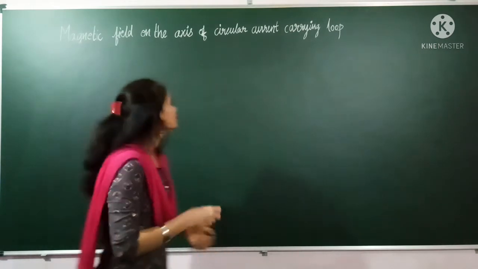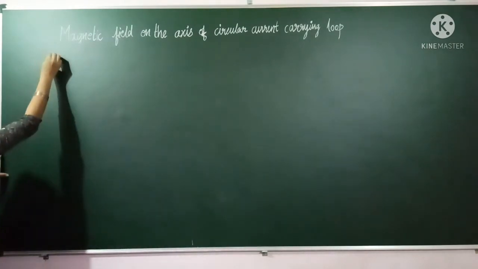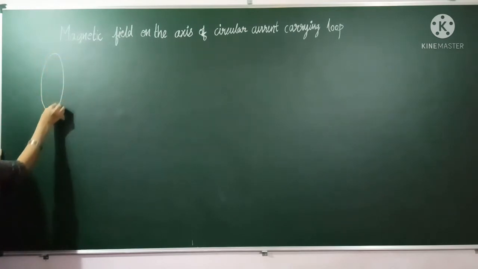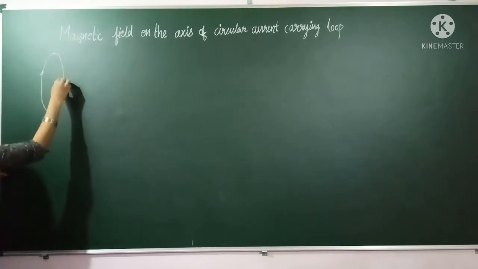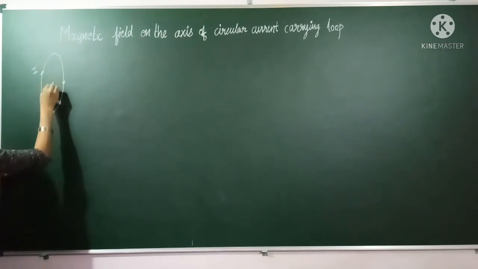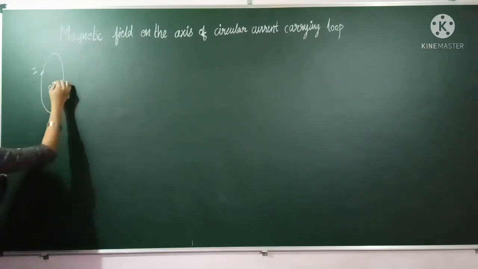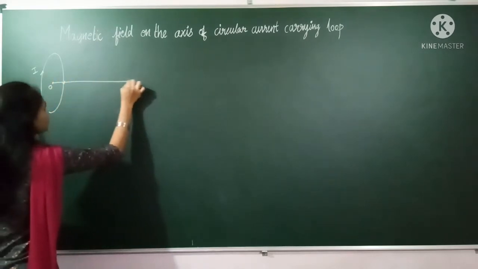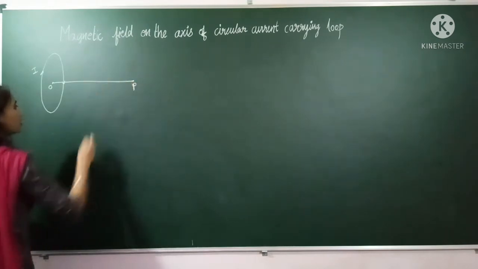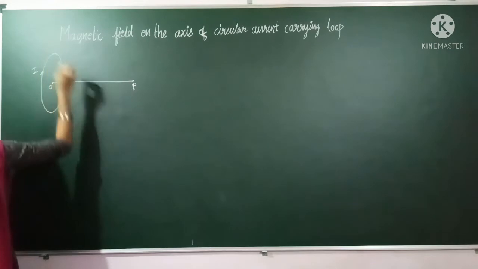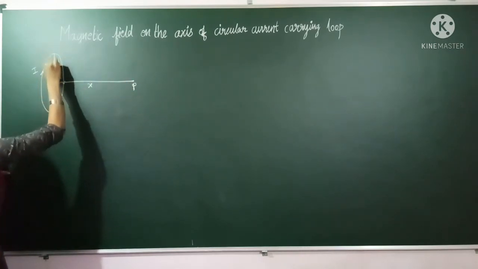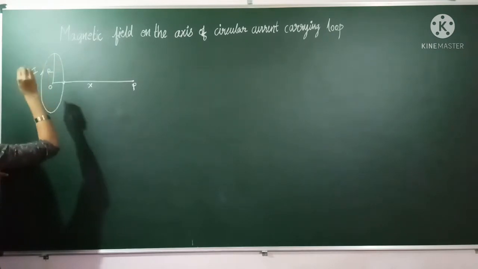So let's start. First we will take one loop. So this is our loop. In this loop the current will be flowing in the clockwise direction. So this is the direction of current and this is the center point, which we will call O. Next I will draw one axis. So this is the axis. At this point P we want to calculate the magnetic field. For that, this point P is placed at x distance from the center, and this is the radius of the loop, capital R.